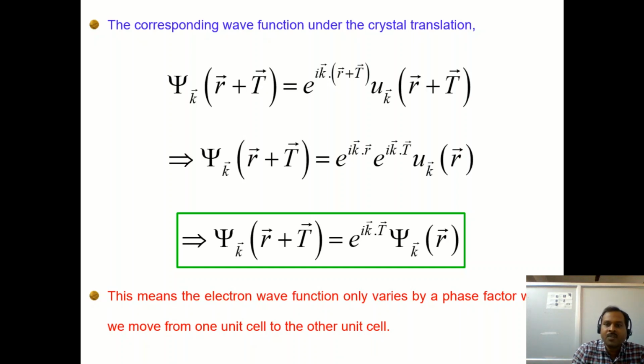The potential is caused by all the ions with the core electrons and the rest of the other valence electrons. So there is a periodic potential V which has the periodicity of the lattice. Here T is the lattice translational vector. That means with this vector we can go from one unit cell to the other unit cell.